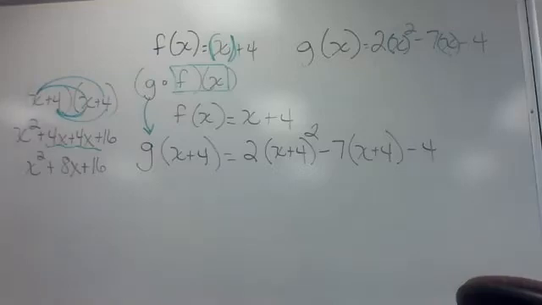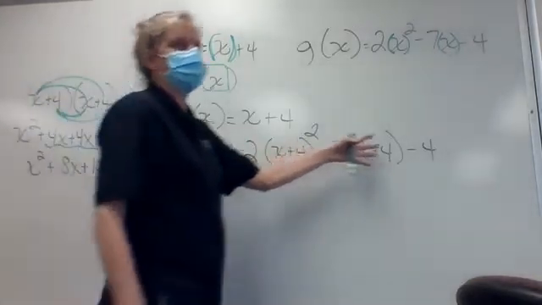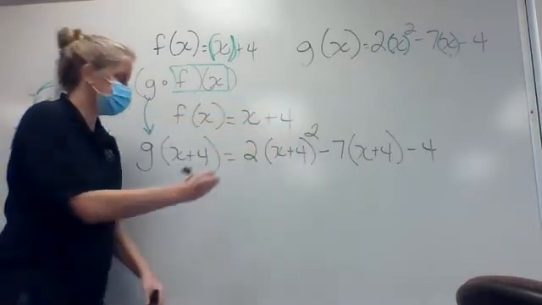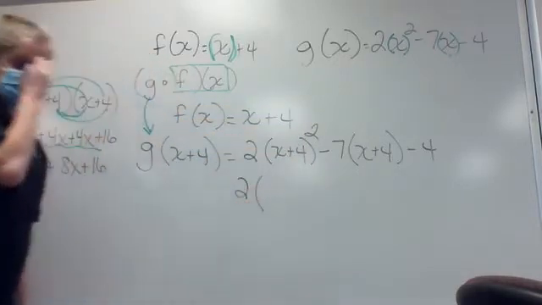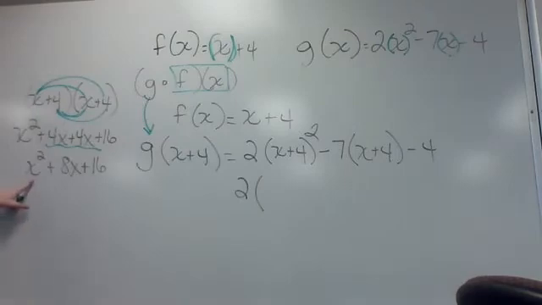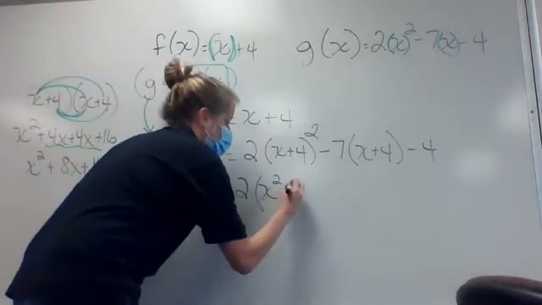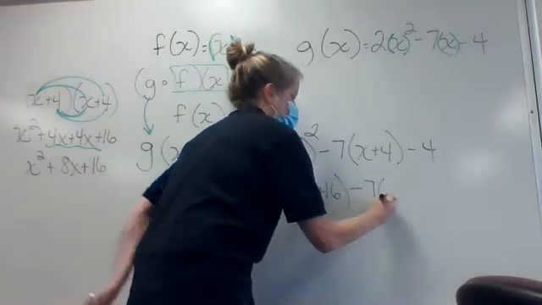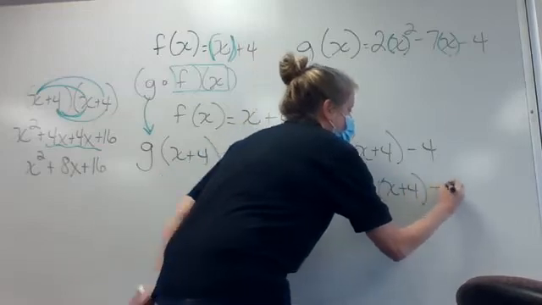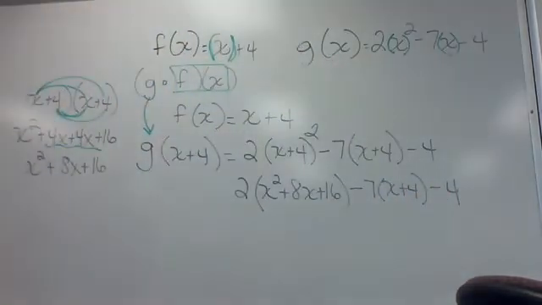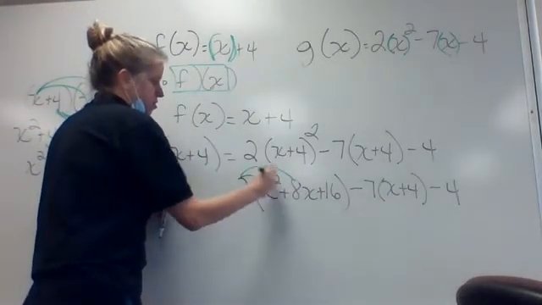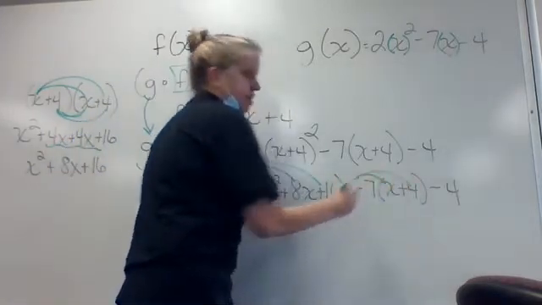So all I'm going to do on this next step is rewrite what I have left, but with this part worked out. So 2 times x plus 4 squared ended up being x squared plus 8x plus 16. I'm just going to bring all this down. Minus 7 times x plus 4, minus 4. Now, how do you get rid of these parentheses? Distribute the 2 here and the negative 7 there.